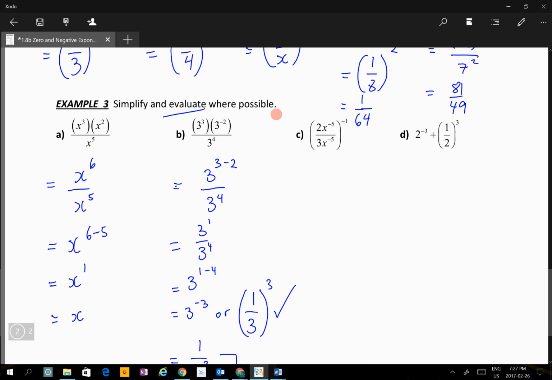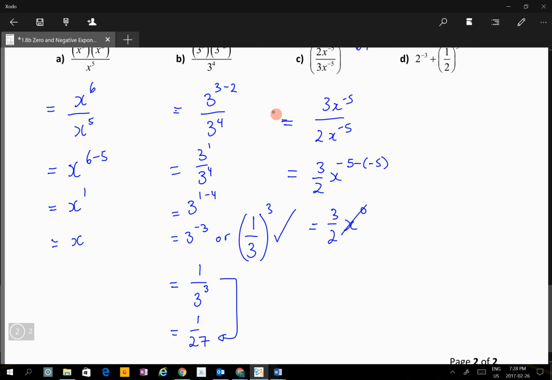Next one. So again, flip the base. So here 3x to the power of negative 5 over 2x to the power of negative 5, which would allow me to change the outside exponent to a positive 1. But once it's positive 1, you really don't need that. So I'm just going to erase the bracket, and resolve the exponents that are left over. So 3 over 2, write the x as a single base, and subtract the exponent. So negative 5 minus negative 5, which is just 0. So 3 over 2 times x to the power of 0, and x to the power of 0 is 1. So my final answer is 3 over 2.